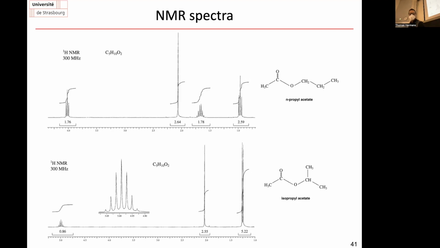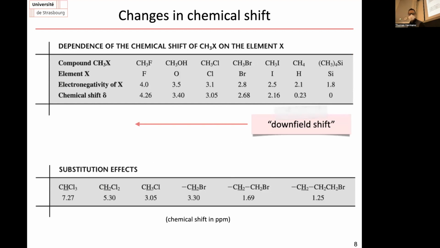Let's go back here, right? So if you have, let's say, 1 chlorine, you will be at 3 ppm, but 2 chlorines, 5, 3 chlorines, 7. So this is more chlorine, so more electronegative groups. Then fluorine is more electronegative than chlorine, so this will give you already 4 ppm. So imagine you put 3 fluorines on 1 carbon and then you have a neighbor, then it will be super, super downfield shifted.